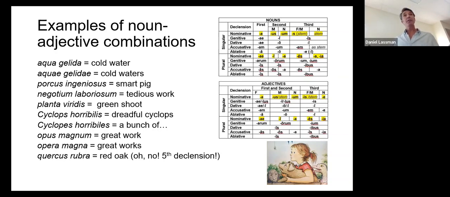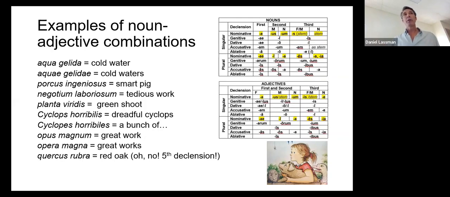And sometimes it's that easy. So porcus ingeniosus, one smart pig, is porcus ingeniosus, same ending, and that's the nominative. If it happens to be genitive, it would be porci ingeniosi. It would end in an I, but we're not going to worry about genitive right now.